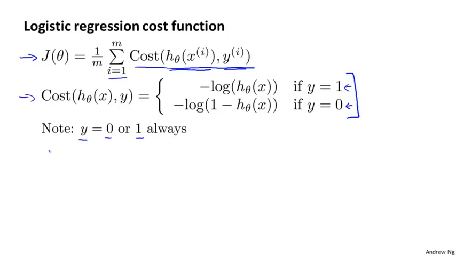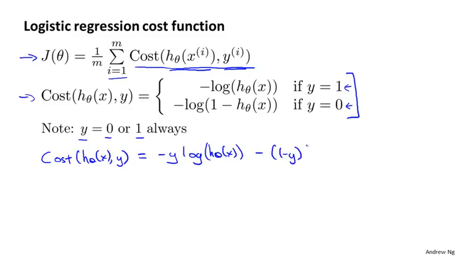Concretely, we can write out the cost function as follows. I'm going to write cost of h of x comma y as minus y times log h of x, minus 1 minus y times log 1 minus h of x. And I'll show you in a second that this equation is an equivalent, more compact way of writing out this definition of the cost function that we had up here. Let's see why that's the case.